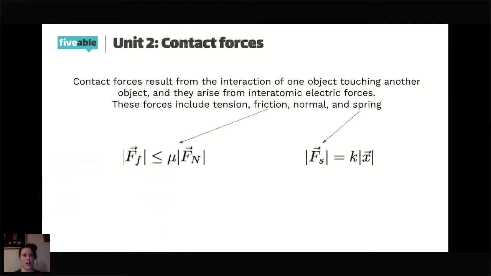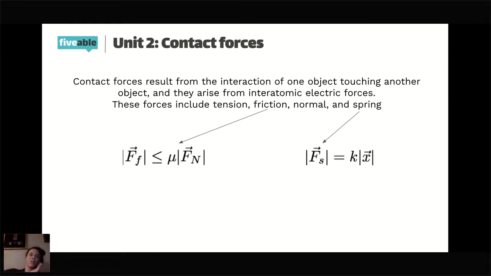Next up is contact forces. Contact forces, as it sounds, result from the interaction of one object touching another object, and they arise from interatomic electric forces. These forces include tension, friction, normal, and spring. Tension you're familiar with: if you're hanging on a string, the string pulling you back up has some tension in it. You're pulling it really tight.